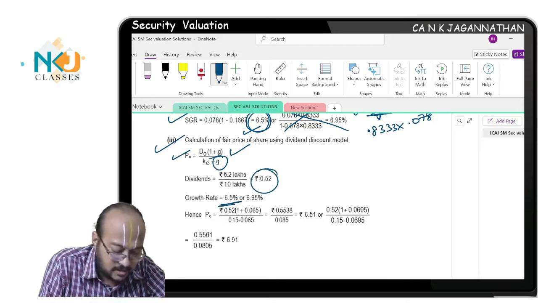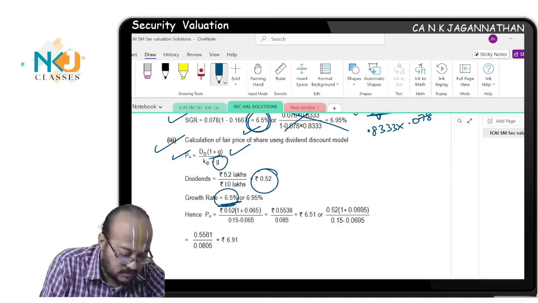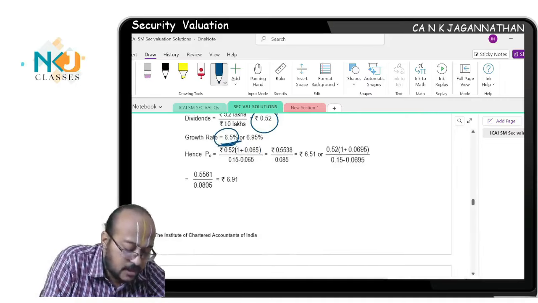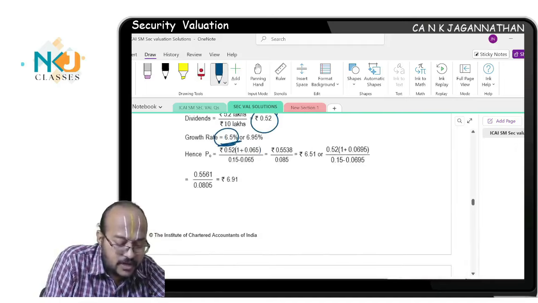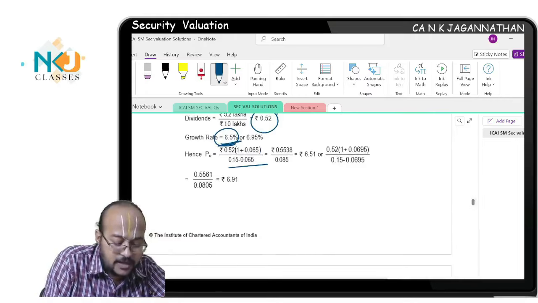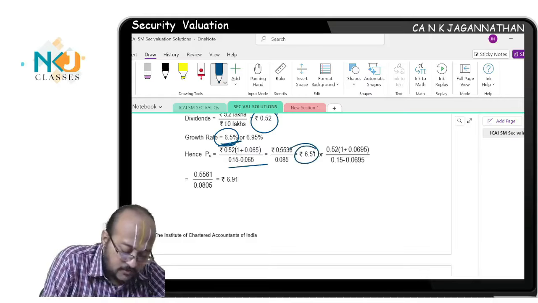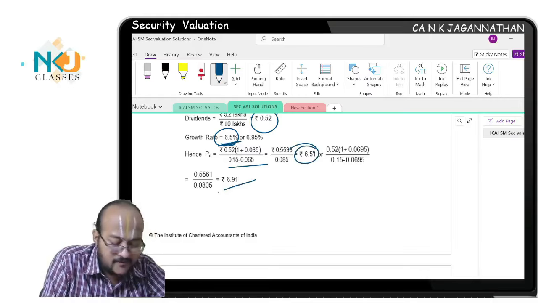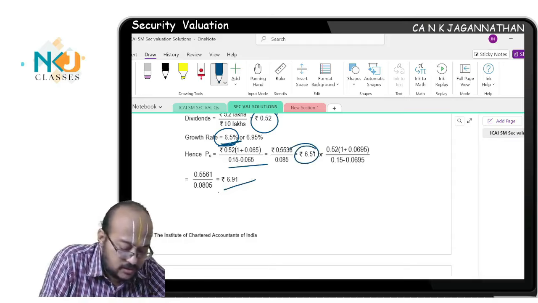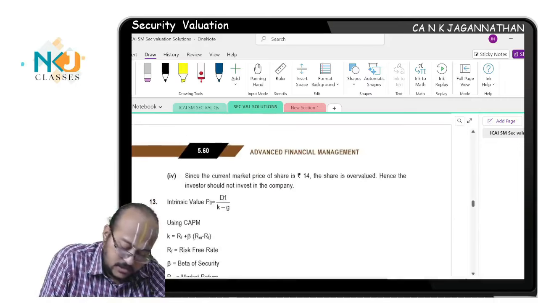Okay, they have presented under both the methods. No issue. Take 6.5, we will be awarded marks. That is perfectly fine. 0.52 into 1.065 divided by 0.15 minus 0.065. You get 6.51, or 6.91. The second you don't need to consider. 6.51 is the correct answer.